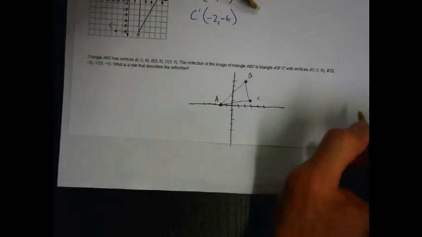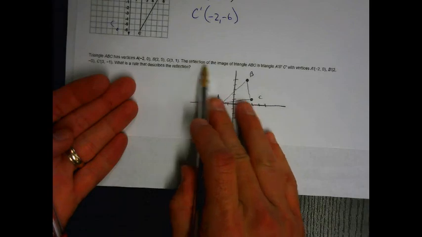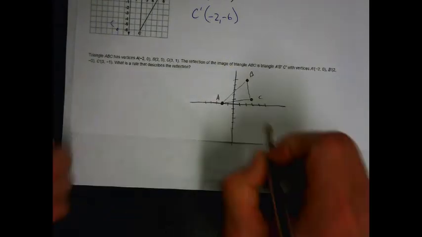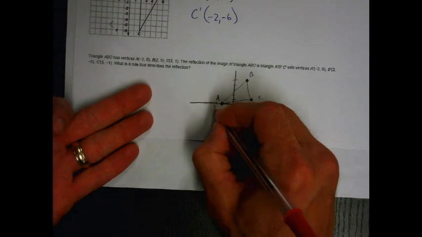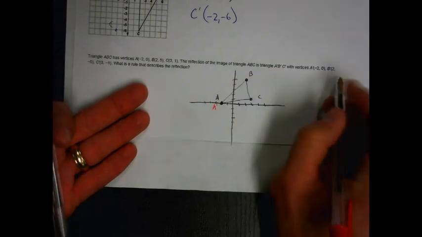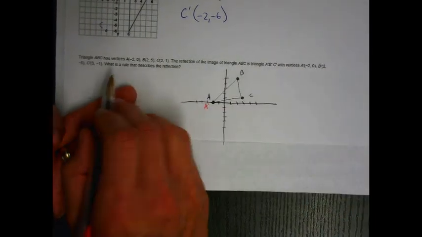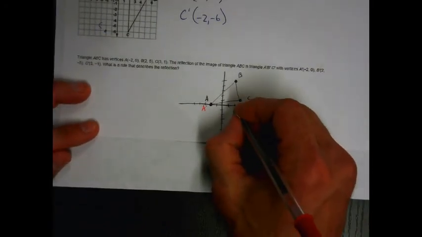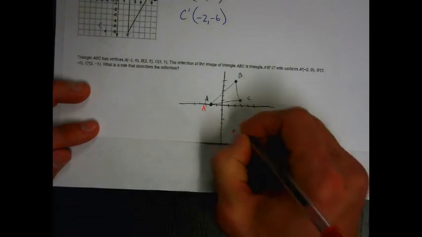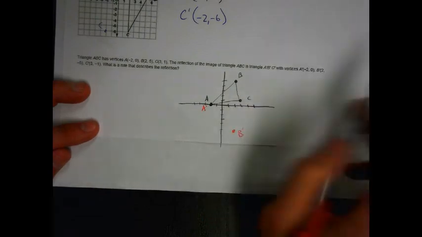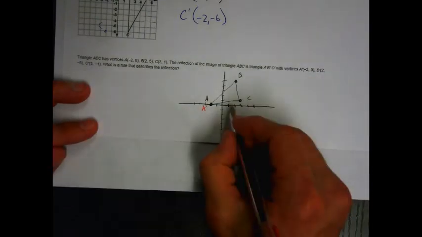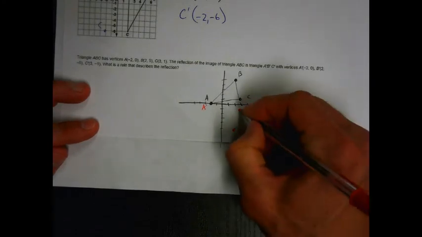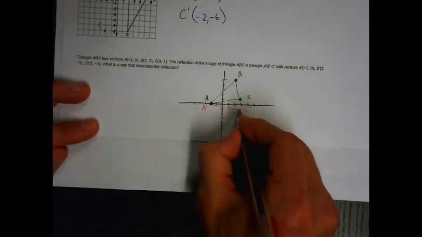Now, you know what we also have? We have a reflection image with these coordinates. A prime is at -2, 0. So guess what? A prime is in the same place. B prime is at 2, -5. Down here, there's B prime. And then the last one, C prime, is at 3, -1. Here's 3, -1, and that is C prime. So this is our new triangle.